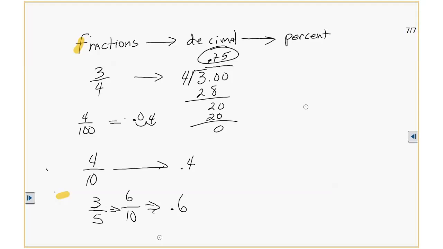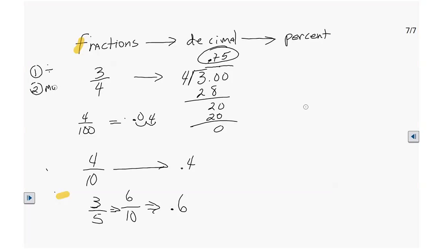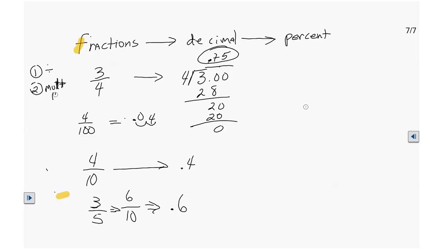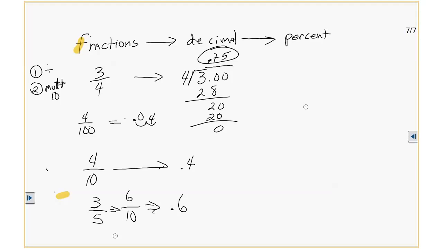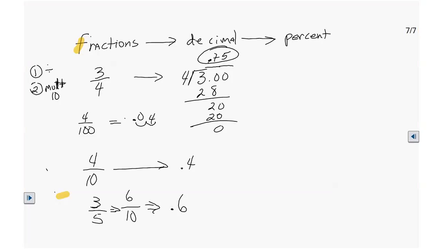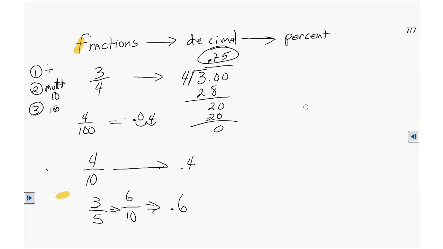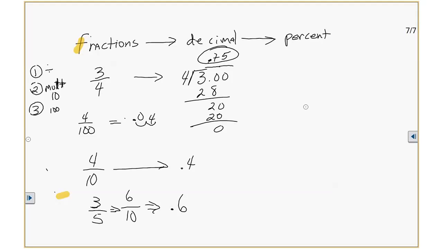So there are 3 ways to change from a fraction to a decimal. One is to divide. Two is to see if there's a multiple of 10. If you get a multiple of 10, then you just put the decimal in. And the third way is if it's over 100, just move the decimal 2 places. So there are 3 different ways to go from a fraction to a decimal.